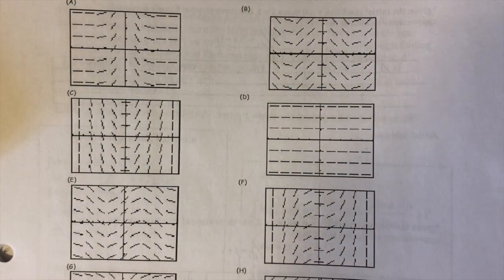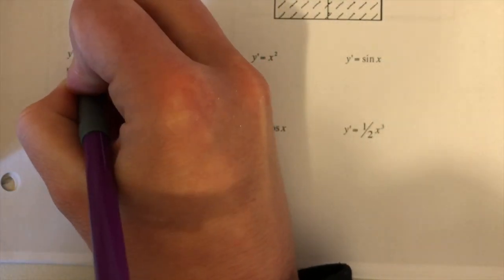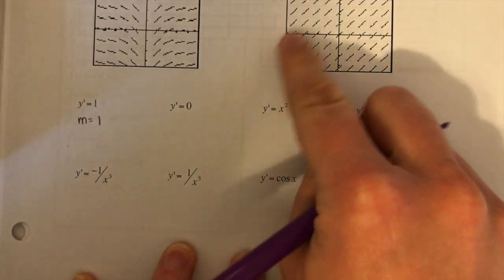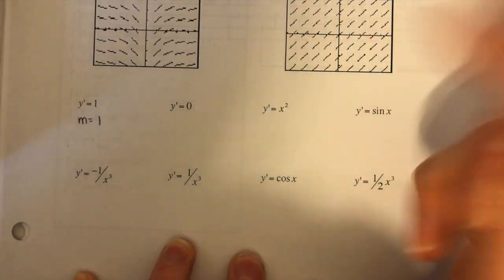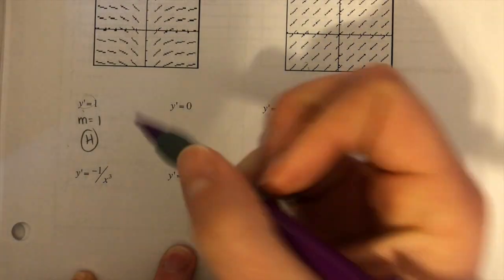So those are slope fields. One last thing that we can do is match a slope field to its differential equation. So I'm going to actually look at them. y prime equaling 1 means my slope is 1 everywhere. So if we look at this one, see how every single one of those little points gives us a slope of 1. So the function that has a derivative of 1 would be this guy.